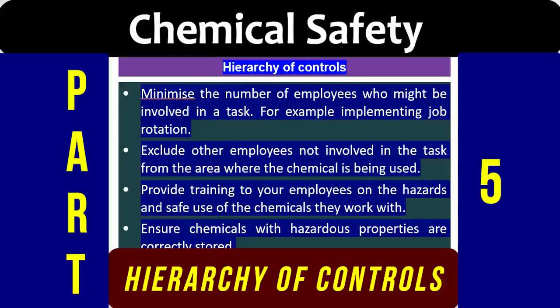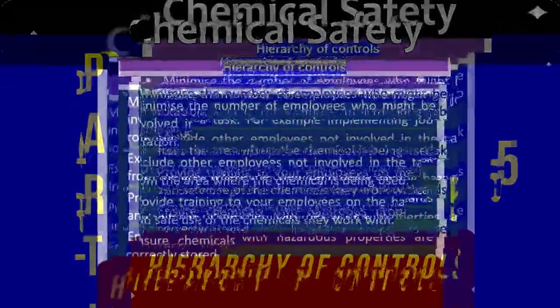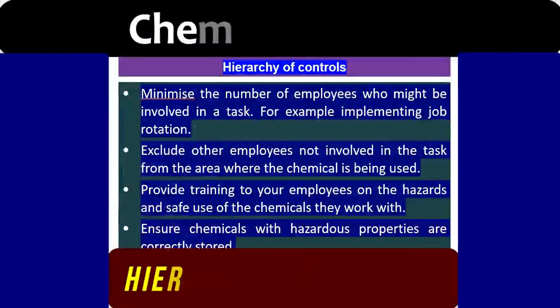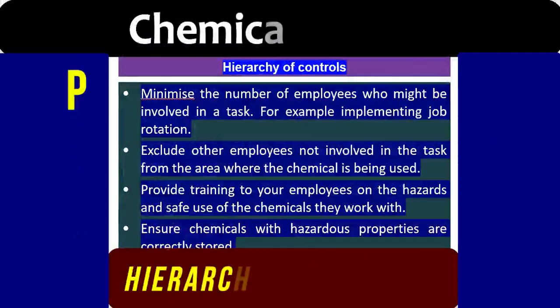For example, number one, implementing job rotation. Number two, exclude other employees not involved in the task from the area where the chemical is being used. Number three, provide training to your employees on the hazards and safe use of chemicals they work with. Number four, ensure chemicals with hazardous properties are correctly stored.